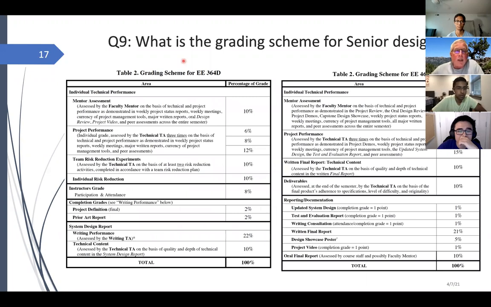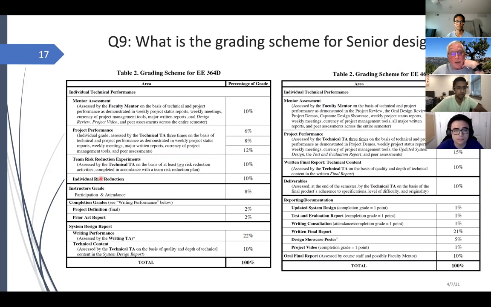So one of the questions that I was asked was, what is the grading scheme for senior design? So here's the grading scheme for 364D. You're going to get a mentor, and the mentor is going to get about 10% of your grade. There'll be a project performance grade that's really your technical TA that gets assigned to the project. They'll get looks like about 26% of the grade. The risk reduction experiments we talked about, that's about 10%.